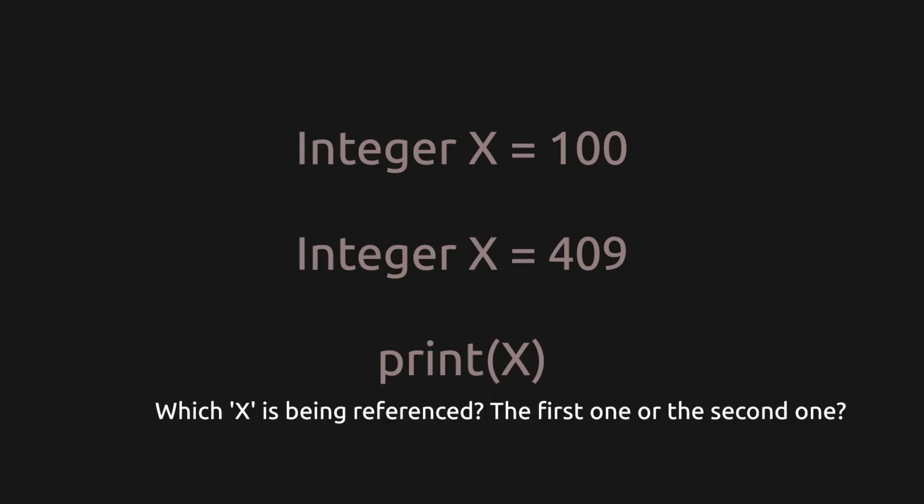Because of this, variables almost always have to be given unique names. If you have two variables with the name x and you try to use the variable x, which one's being referenced, the first one or the second one? You begin to run into problems when you have variables with the same name.